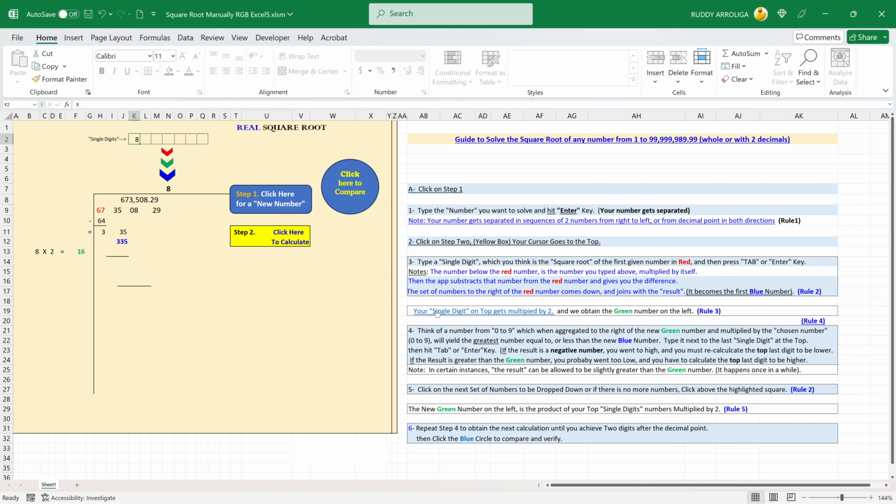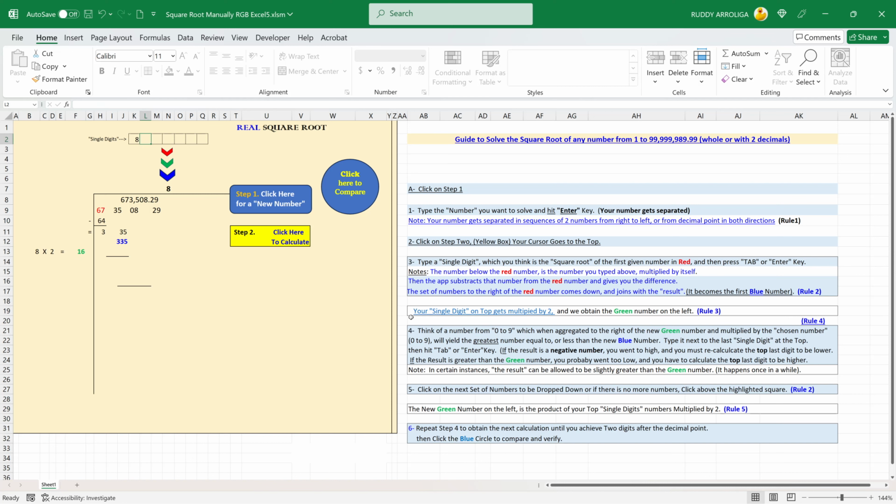All right, your single digit on top gets multiplied by 2 and we obtain the green number. That will be rule number 3. It's telling us that the first number that we found, the square root of 67, is going to be multiplied by 2. Always, we must multiply by 2 and we obtain a new number in green. That number is necessary in order to get our next calculation.